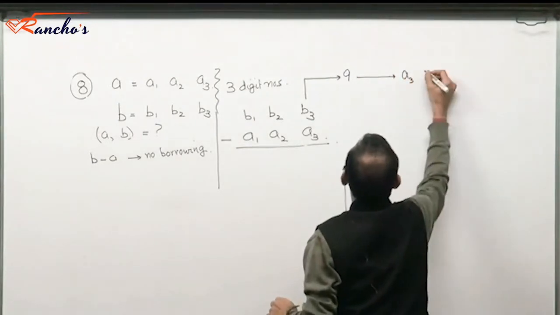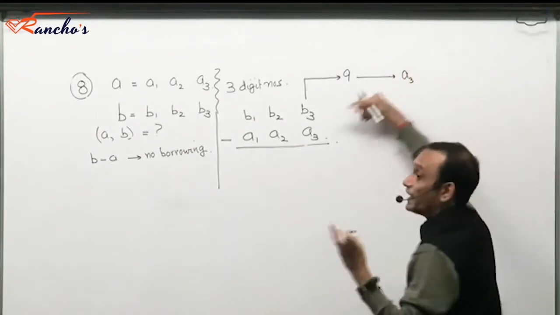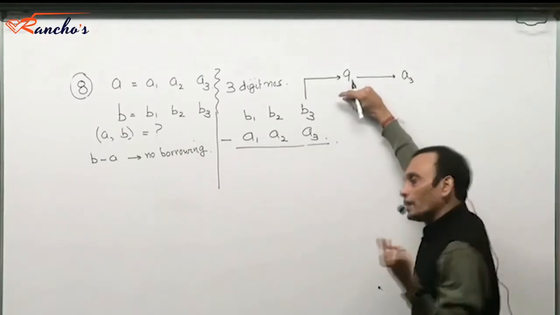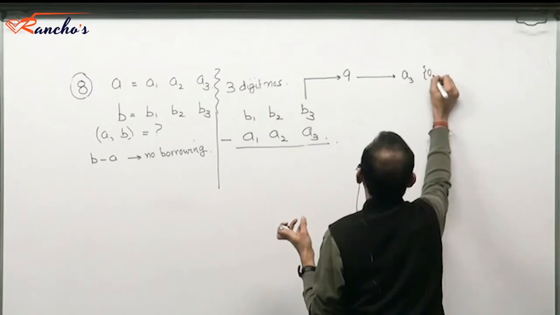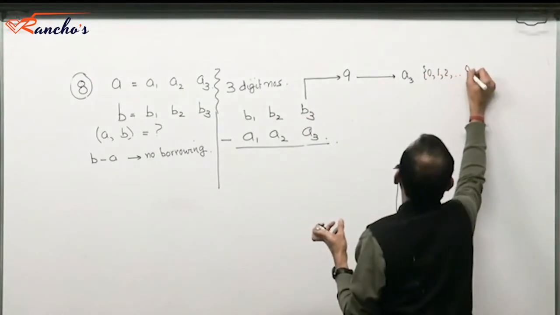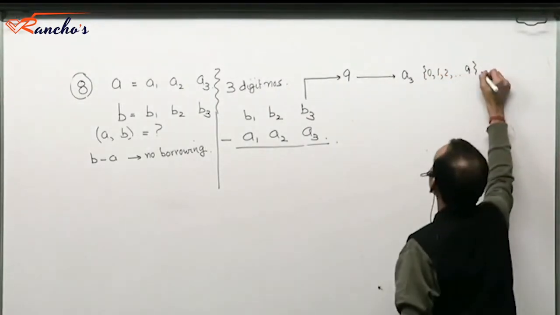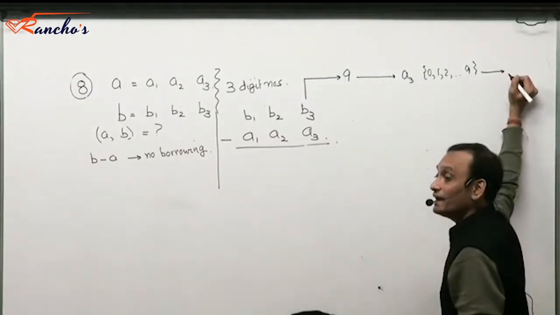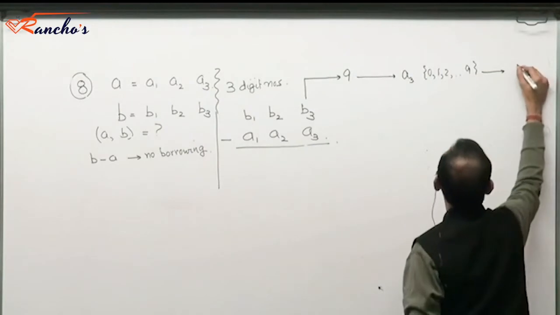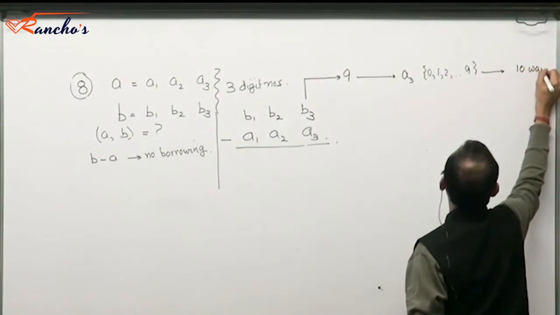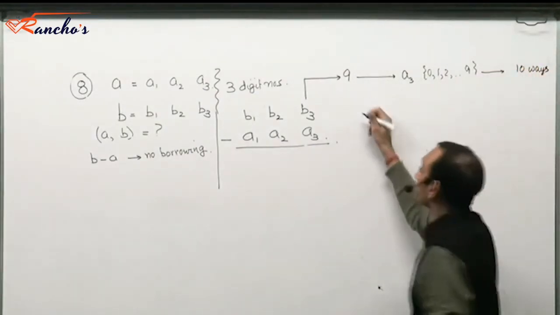a3 can be anywhere from 0 to 9. Right? That means, in how many ways can I select a3? 10 ways. 10 ways I can select a3, for b3 equal to 9.